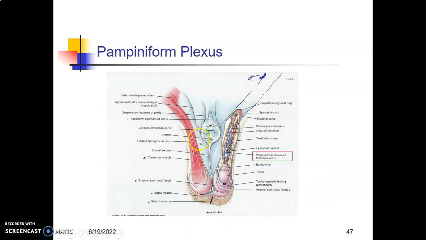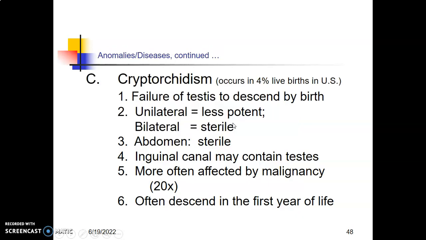So this shows the venous plexus. When they become dilated and tortuous, they will feel like a bag of worms inside the scrotum. Then we have cryptorchidism. Cryptorchidism is when the testis fails to descend at birth. By birth, it's supposed to be in the scrotum. When it fails to descend, you can have cryptorchidism.